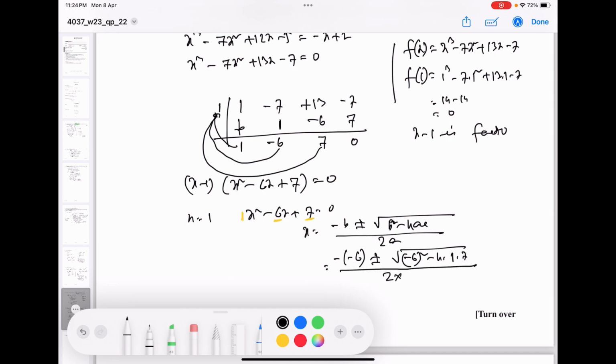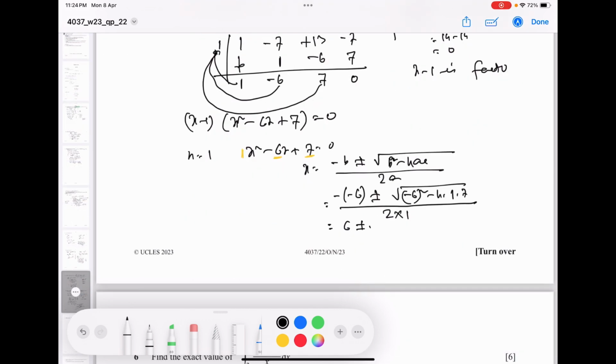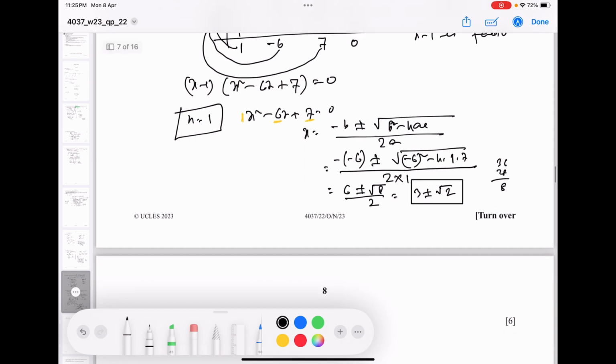So this is 2 times 1, 6 plus or minus the square root of 36 minus 28, which is 8, divided by 2. If we simplify, the square root of 8 is 2 root 2, and 2 is common, so divided by 2 we get 3 plus or minus root 2. There are two answers. Now x equals 1, and x equals 3 plus root 2 and 3 minus root 2. That's the final answer.